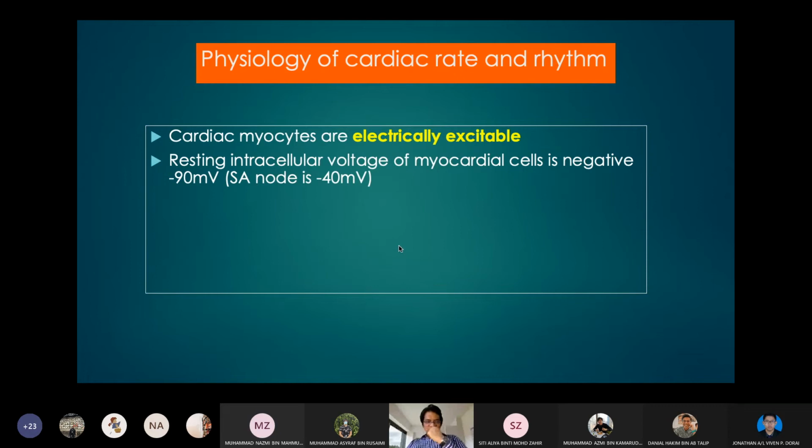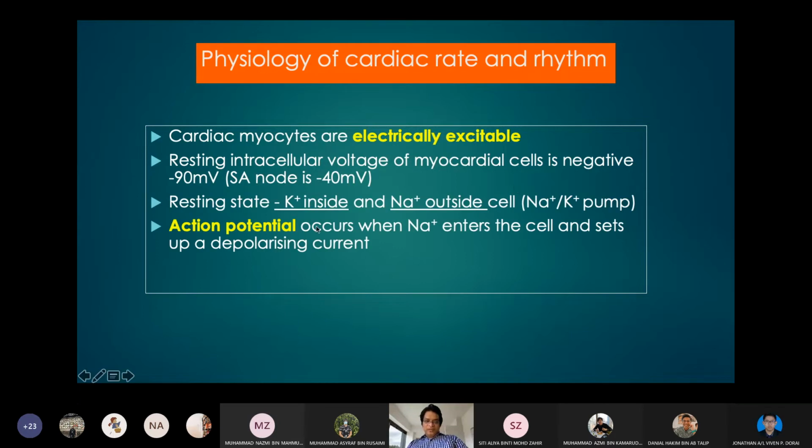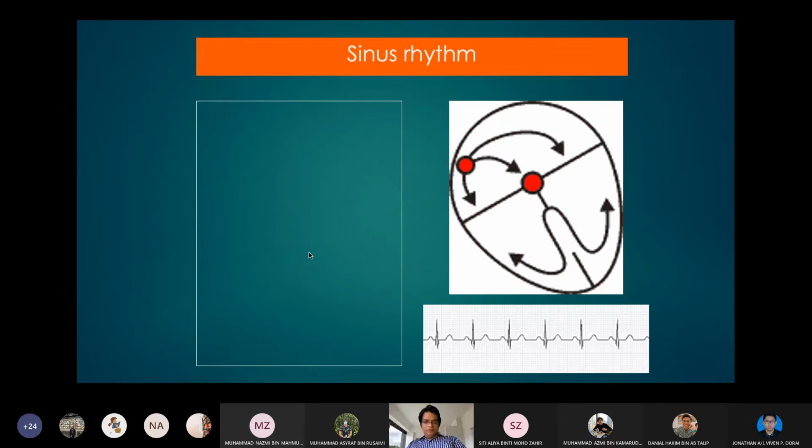Now, physiologically, we already know some part of the cardiac muscle action potential. In a resting phase, the SA node is normally minus 40, but myocardial cells are minus 90 millivolt. So what happens in the resting phase? How do they remain at rest? Because there is more exit of potassium, isn't it? Through the sodium potassium channel. We already know the phases involved in the cardiac action potential: phase 0, phase 1, phase 2, phase 3, and phase 4.